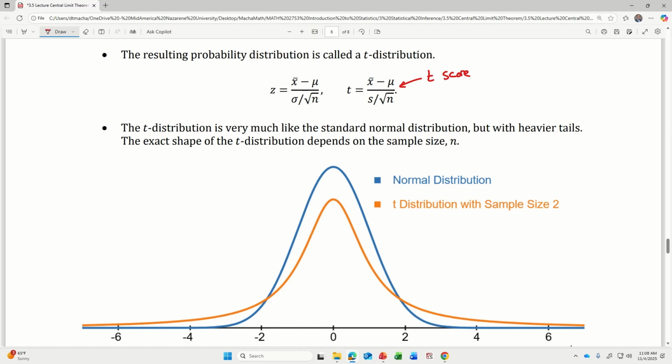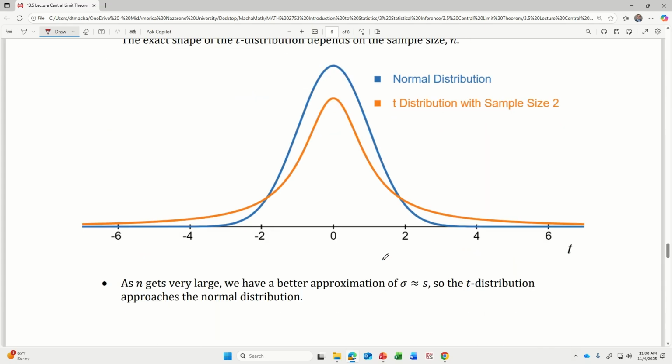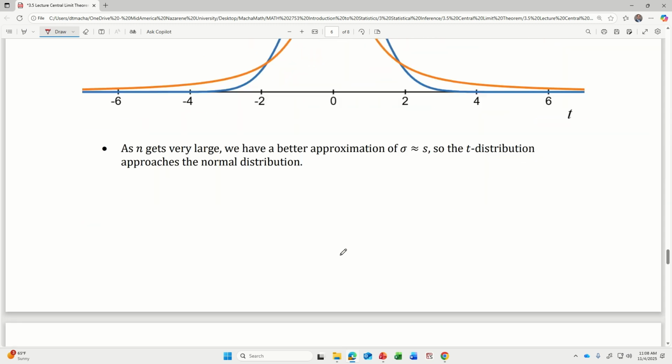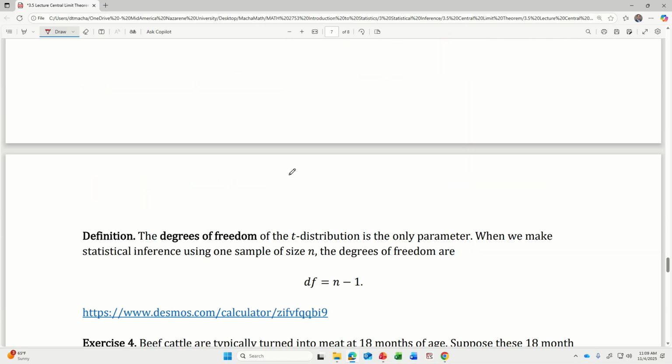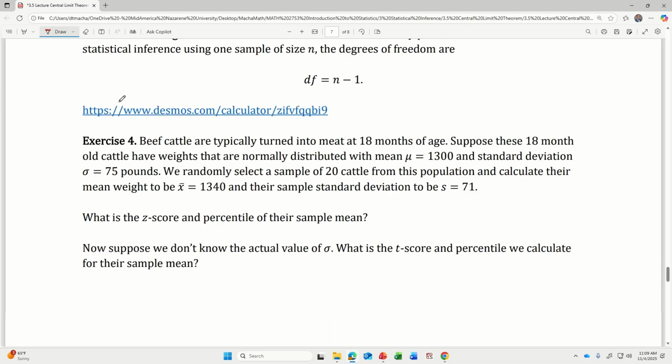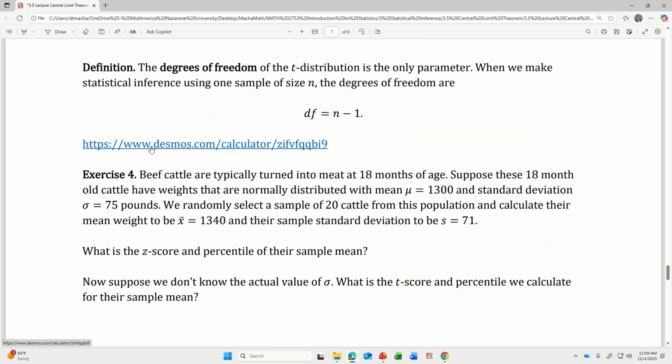But it's still symmetric. It's still bell-shaped. It still looks like the normal distribution, just heavier tails. More probabilities at the extremes because we're creating more dispersion in our distribution. When the sample size gets really large, the t-distribution approaches the normal distribution. And this is one thing we looked at on Friday, I think.